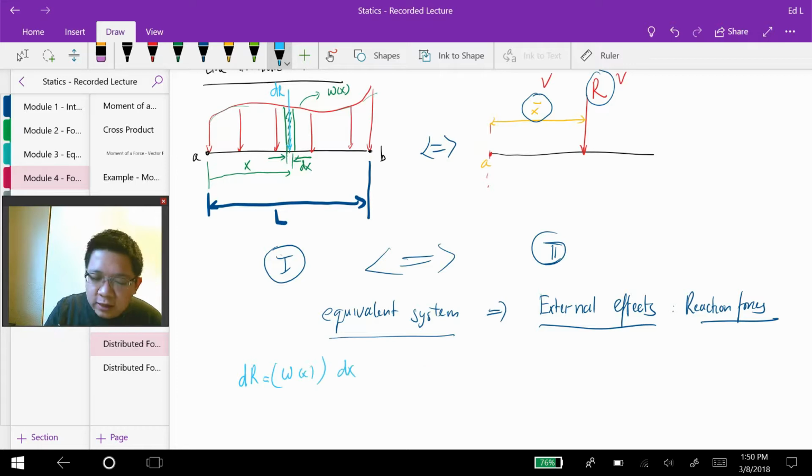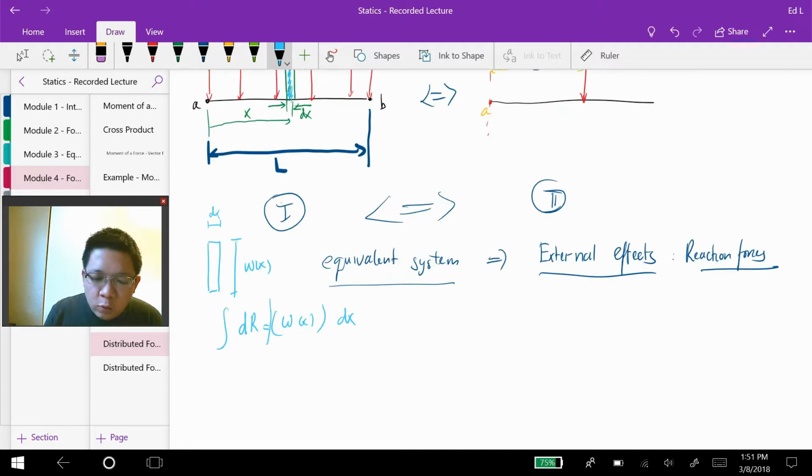So it's basically the area of a rectangle with a width of dx and height of w(x). Since this is only for a small section dx right here, meanwhile we are trying to calculate the resultant force for the entire distributed force in here, we need to perform the integration.